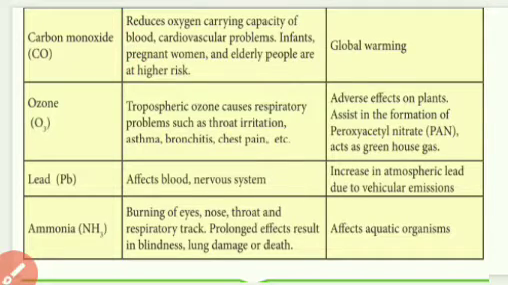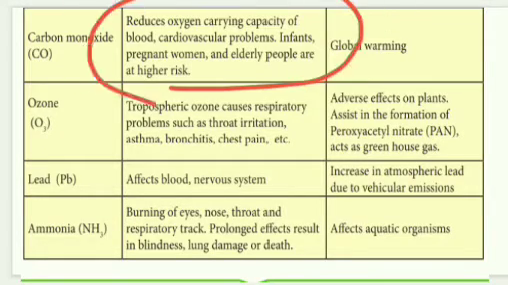Carbon monoxide in humans reduces the oxygen carrying capacity of blood. It can cause cardiovascular problems. Infants, pregnant women, and elderly persons are at high risk. If carbon monoxide is inhaled by pregnant women and elderly people, it can cause dangerous effects on their health. So these are the effects of carbon monoxide on human health. As far as the environment is concerned, carbon monoxide is one of the important greenhouse gases. It can cause global warming.